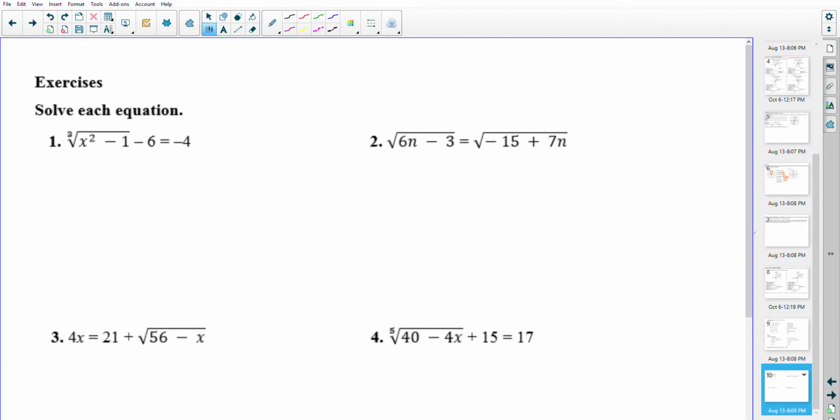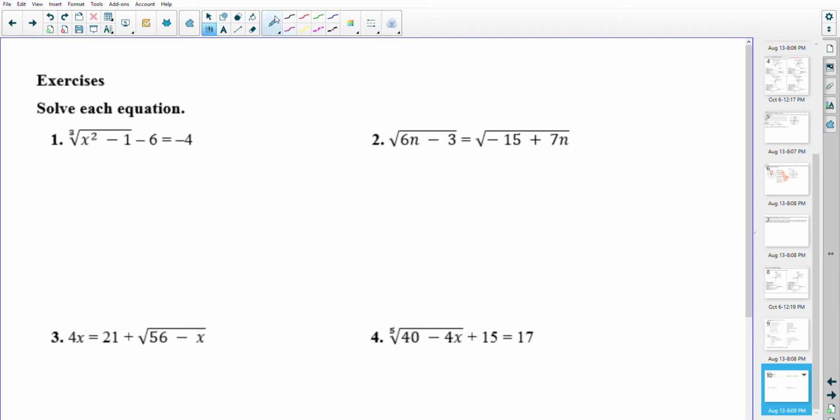For example, on the first one, what I would like to do is go ahead and solve for x, and so I would add 6 to the first side. So it's going to be x. And then at this point, you want to take the third power of each side because the third root times 3 would actually end up being 1. And so this is where you're going to have x squared minus 1 equals 8.